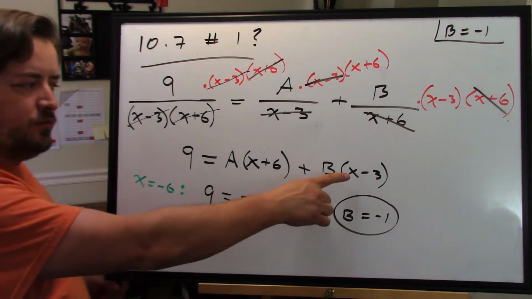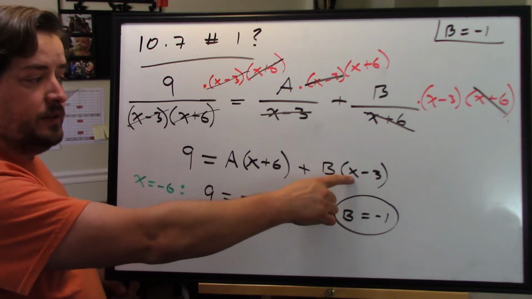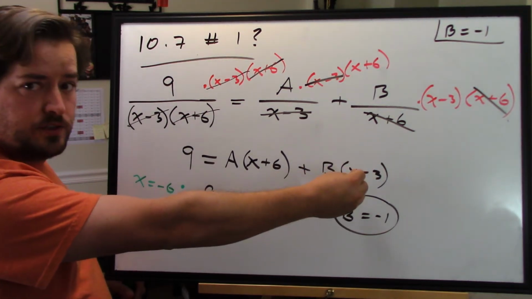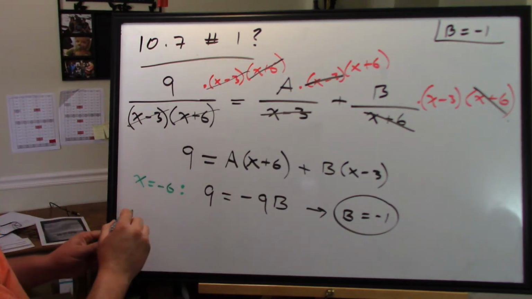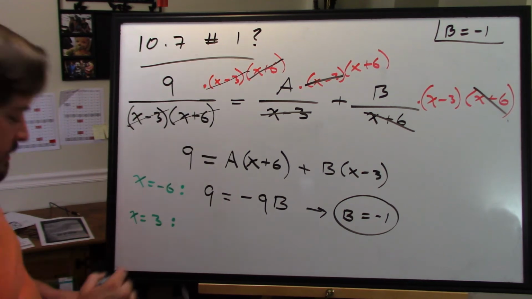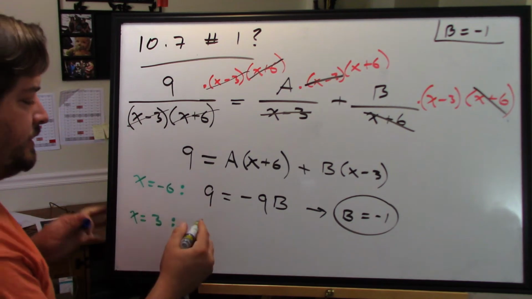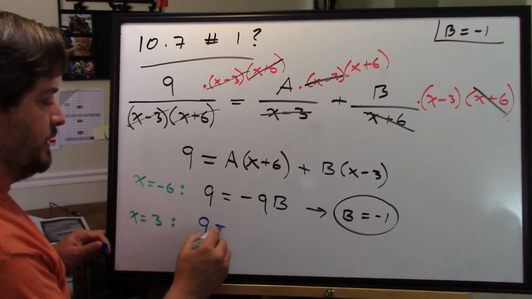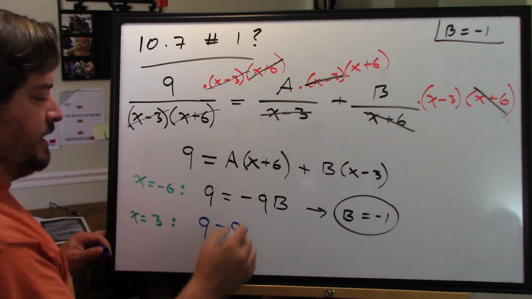The other convenient value of x is if x is equal to 3. And if x is equal to 3, 3 minus 3 is 0. Now this term goes to 0, leaving this term. So I'll do that. x equals 3. What happens then? Well, then I still have 9 on the left-hand side, equals 3 plus 6 is 9, so I have 9 times a.